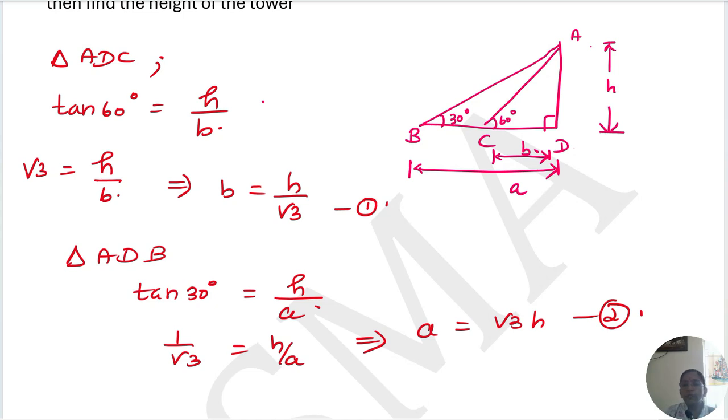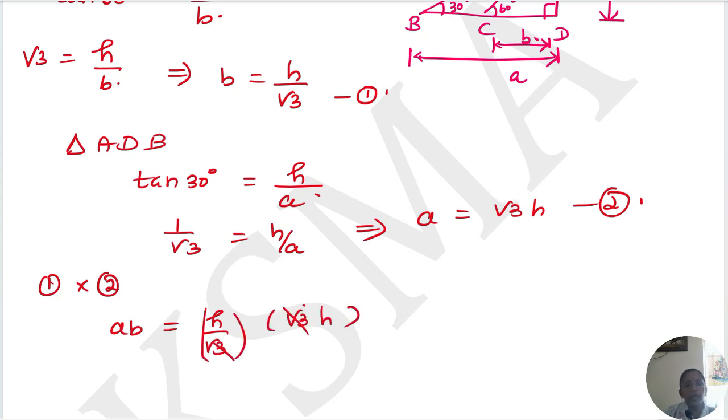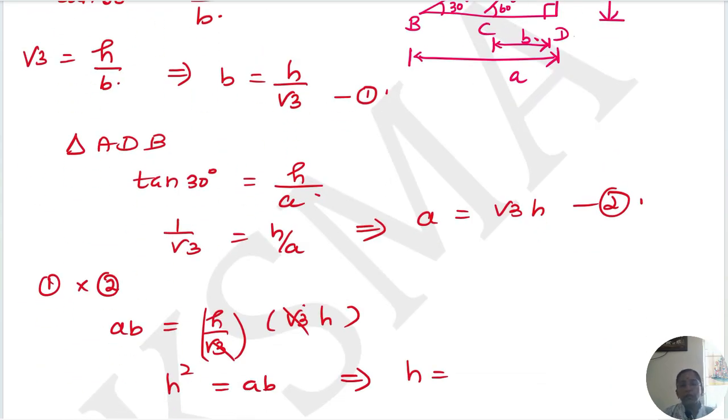Now if I multiply equation number 1 and 2, on the left hand side we get a into b, and on the right hand side h by root 3 into root 3 h. So root 3 will get cancelled. So h square is equal to AB. From here you can find h, that is the height of the tower in this problem. So the height of the tower is equal to root of AB meters.